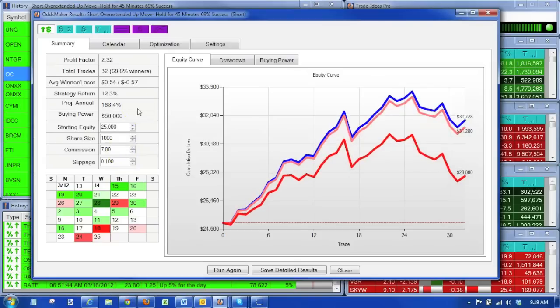Changing the share sizes to 1,000, we can see how the projected annual return increases more than how the equity curve is affected. Only the Trade Ideas OddsMaker has these layered components, allowing you to learn what to do with a strategy and see how changing the components affects the returns on the fly.